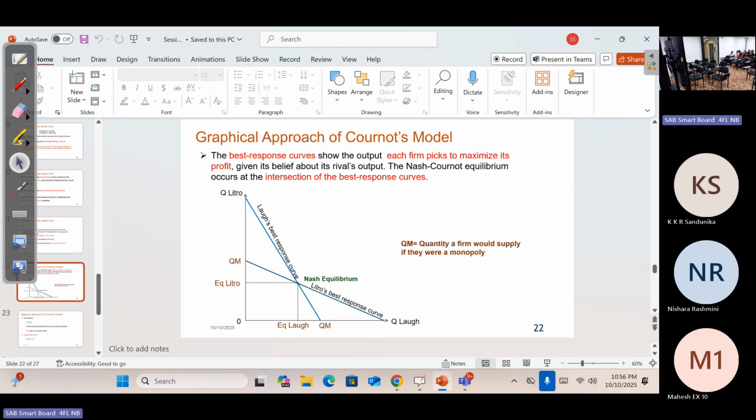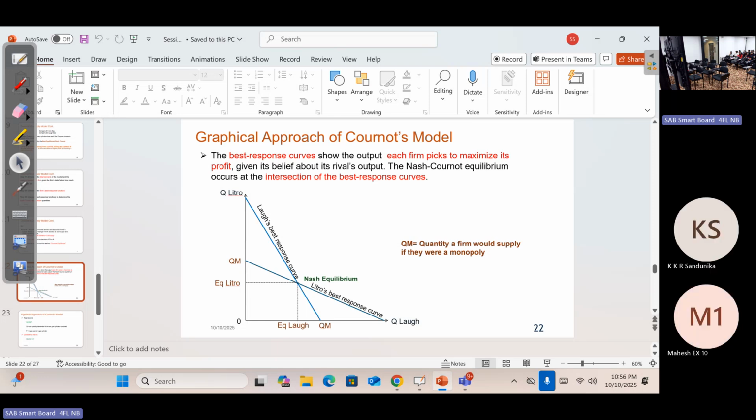For example, if you divide your paper like this and put perfect competition, monopoly, monopolistic competition, and oligopoly here, let's talk about the features. What are the features of perfect competition? Homogeneous product, large number of sellers and buyers, price takers, free entry and exit to the market, perfect knowledge among buyers and sellers, and perfect mobility of factors of production.